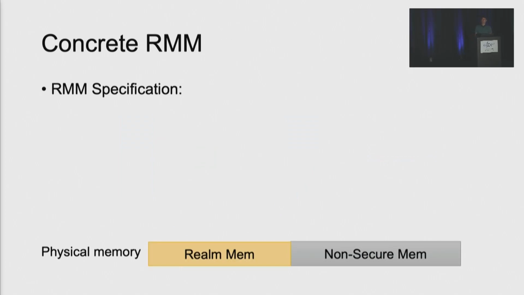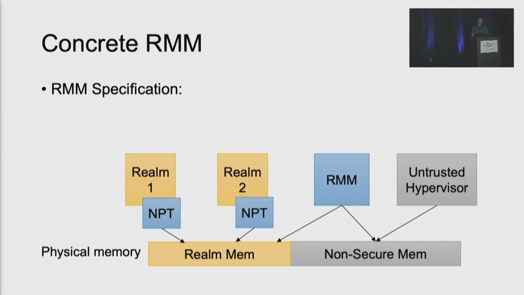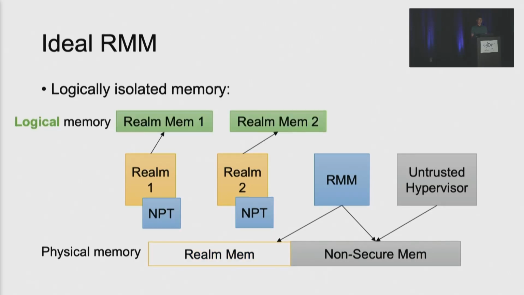The concrete machine is the RMM specification. It is a physical memory with different labels. All realms, RMM, and the hypervisor will access the shared physical memory. In the ideal machine, each realm stores its private data in a logically isolated memory. There are realm memory 1 and realm memory 2 in the figure. Only realms themselves can access their own realm memory. RMM and the untrusted hypervisor should work the same as before and can only access the physical memory. Note that the physical memory still contains a region labeled as realm, but that region is empty in the ideal machine.